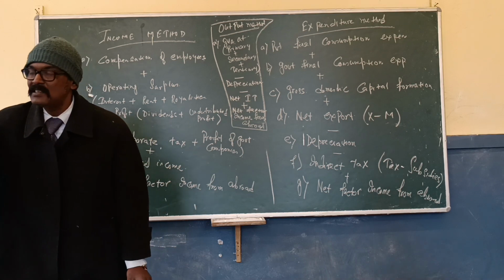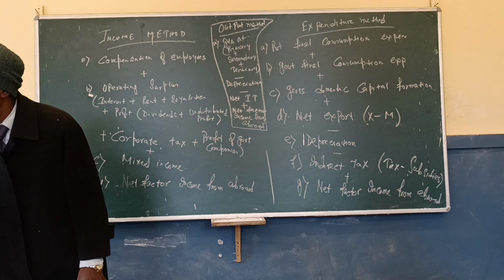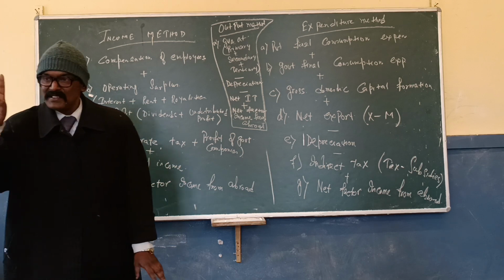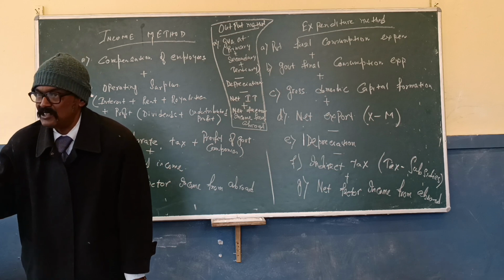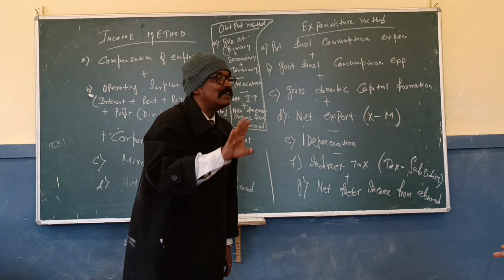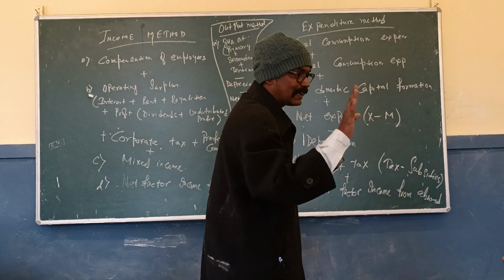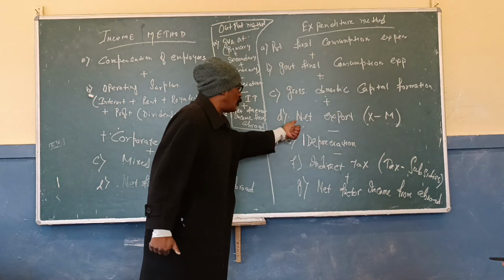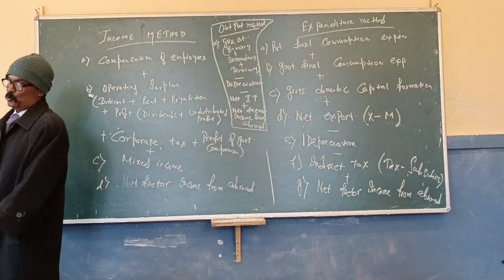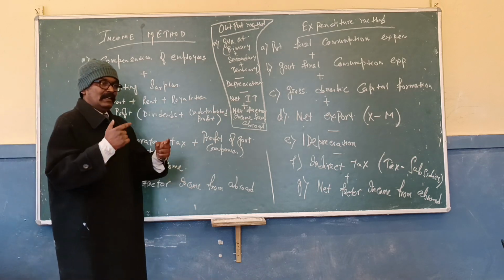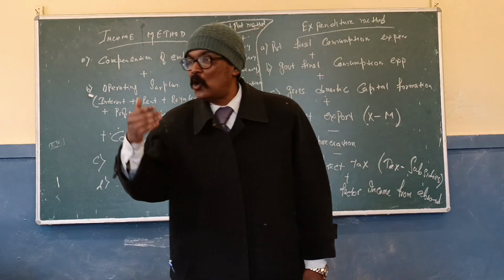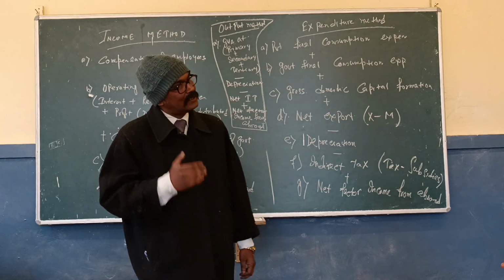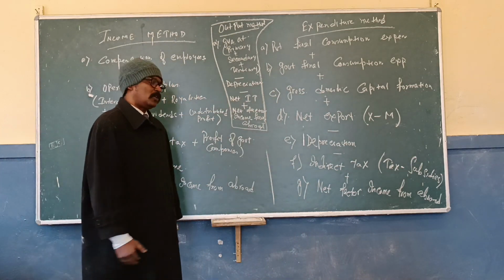First component is what, Rishi? The first component is private final consumption expenditure. Second component is government final consumption expenditure. Third component is gross domestic capital formation. The fourth component is net export. What is net export? Net export is export income minus import payment. This we have to take into consideration. That is the fourth one.